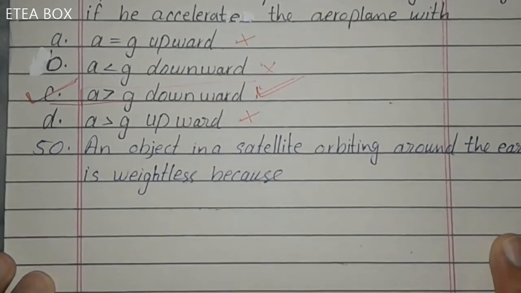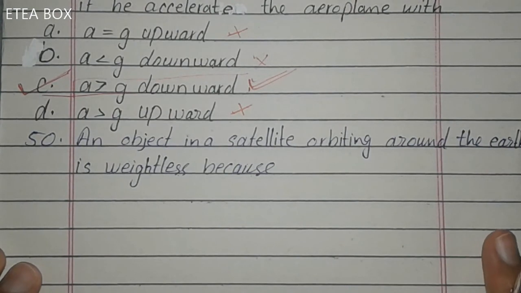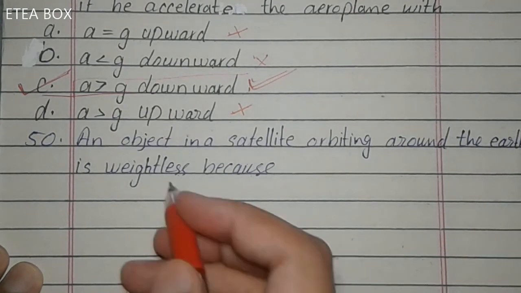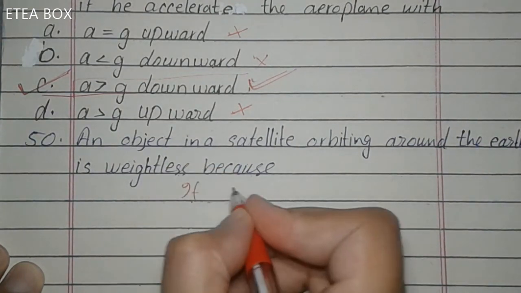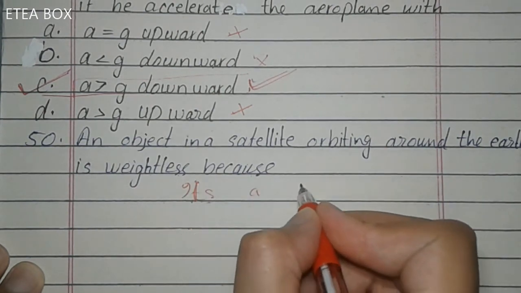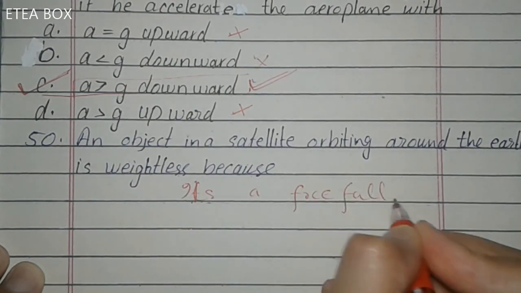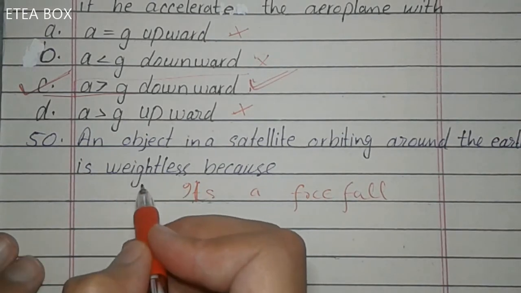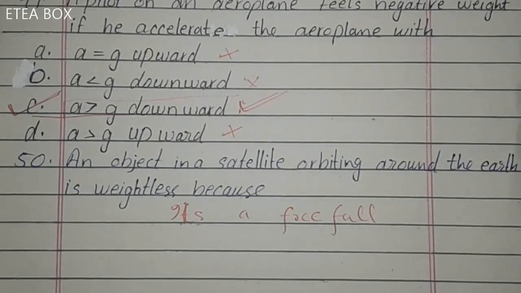Now, the next one. An object in a satellite orbiting around the Earth is weightless because it is in free fall motion. In case of free fall motion, it will become weightless. The object will become weightless. So it was the last question, the last MCQ.